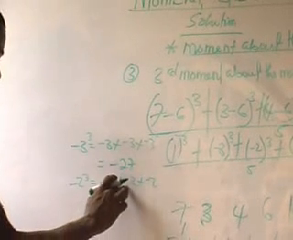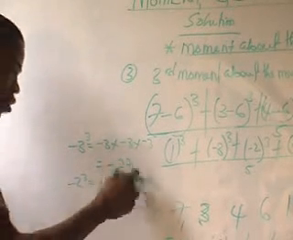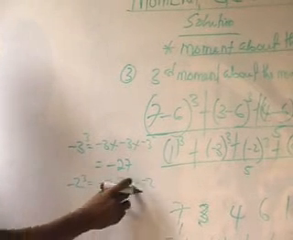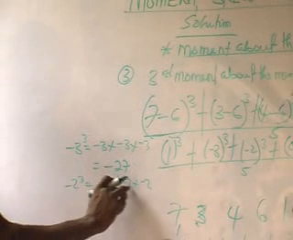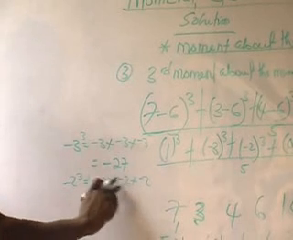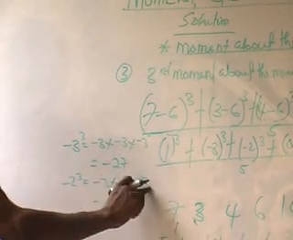Minus minus will give us plus. Plus times minus is minus. 2 times 2 is 4, then 4 times 2 is 8. So that's how we get this.